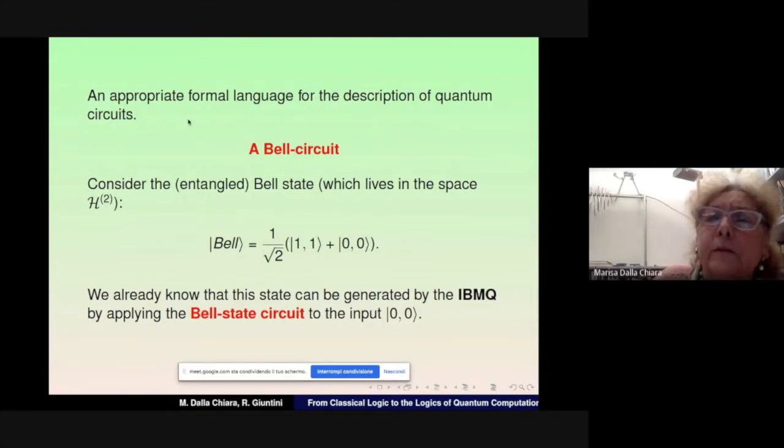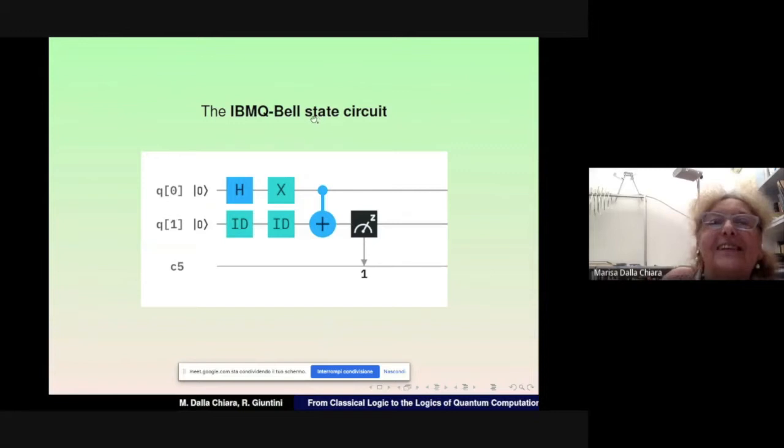Let us look at some particular example. You have seen the Bell circuit that can generate the Bell state. You have seen in the previous lecture the Bell state indicated in this way, that is this genuine superposition, the superposition of the register 11 and the register 00. And you already know that this state can be generated by the computer IBM Q by applying the Bell state circuit to the input, the register 00. You have seen this particular register of the computer IBM Q.